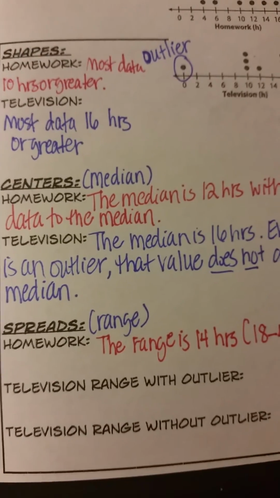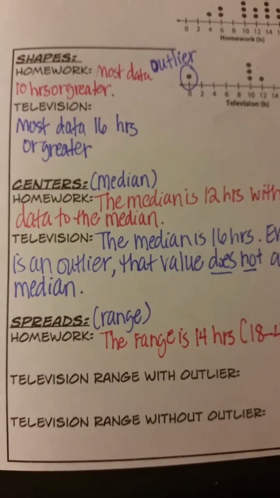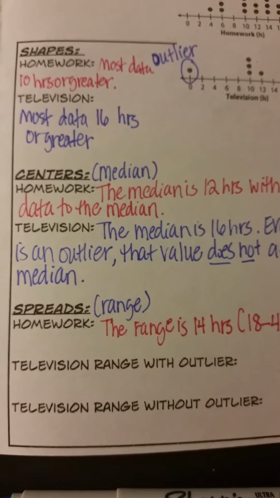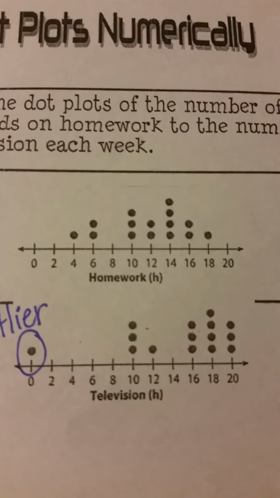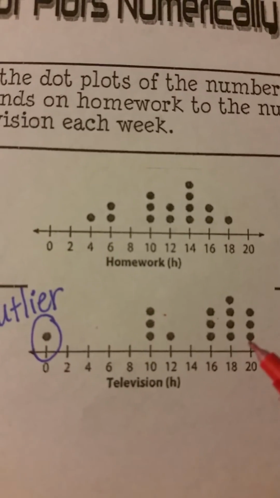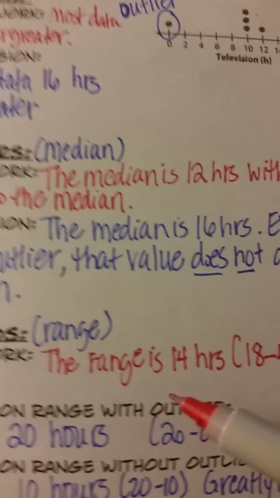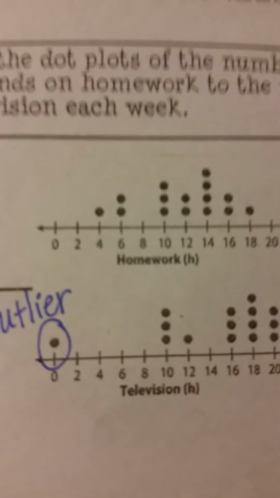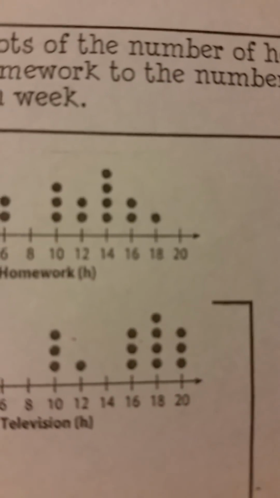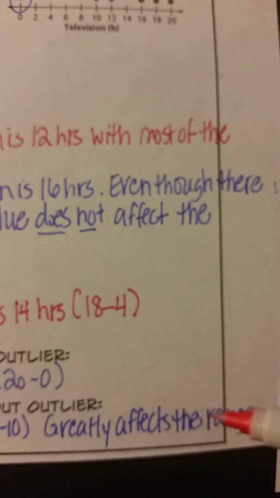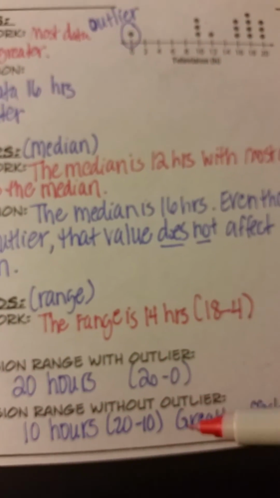Now the next question is talking about the television. I want you to give me the television range with the outlier and the range without the outlier. Go ahead and do that with your partner. Okay, so we're going to look at with the outlier first. If I take into consideration the outlier here, I'm doing 20, which is my maximum, and my minimum here would be 0. So with the outlier it is 20 hours, because we're doing 20 minus 0. Now, without the outlier, it will be 10 hours because we're doing 20 minus 10. We got that by not including the outlier, so we would just look at this data here. That's excluding the outlier. So here we can say that it greatly affects the range. You see how the outlier affects the range here.